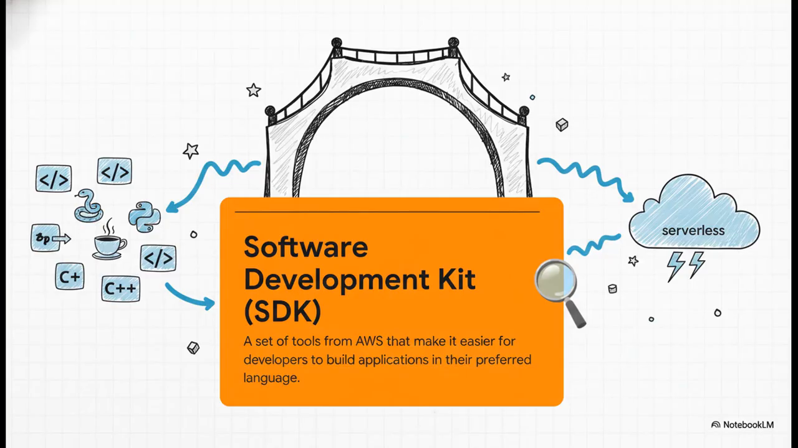Okay, so what is an SDK? Really, let's break it down. At its core, it's just a set of tools that AWS gives you specifically to make your life as a developer easier. That's the whole point. The goal is to let you build these amazing, powerful applications using the programming language you're already comfortable with, so you don't have to waste time reinventing the wheel every single time you want to connect to an AWS service.